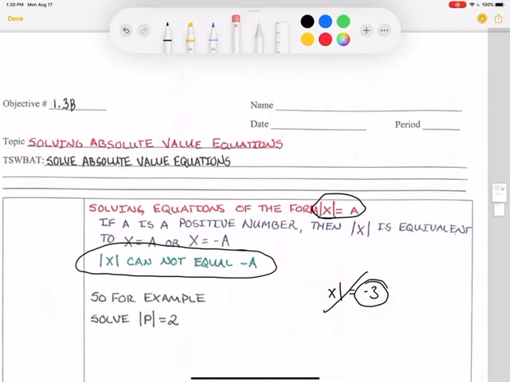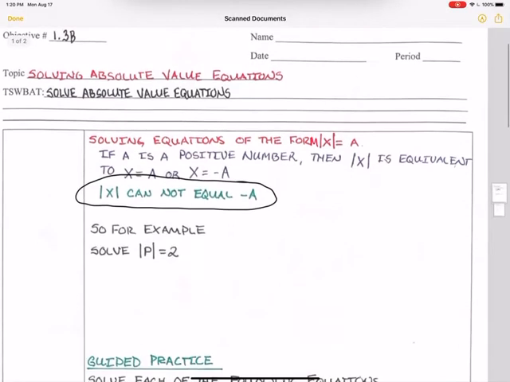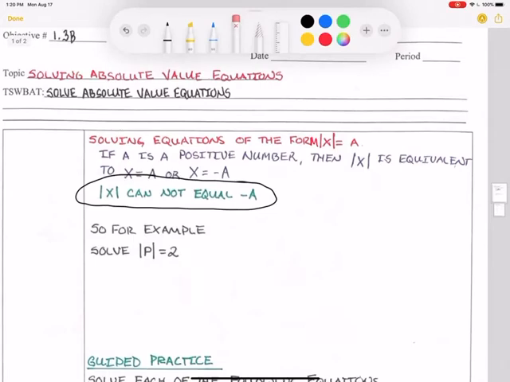So we're going to look at our first little mini example. It just says solve the absolute value of p equals 2. So what we're doing here, since the absolute value of p is equal to 2, that means that p can be equal to 2, or p can be equal to negative 2.